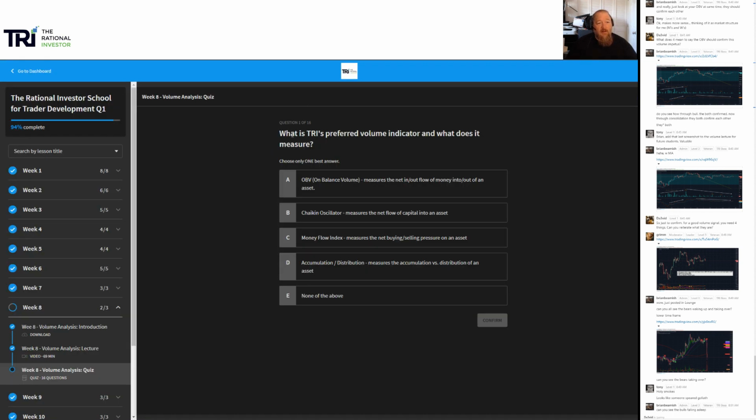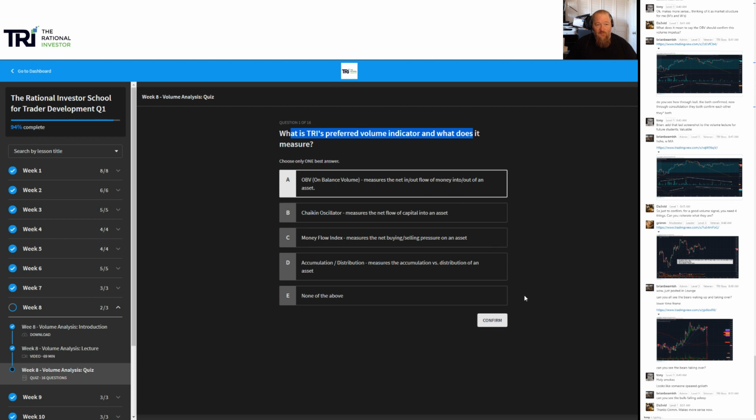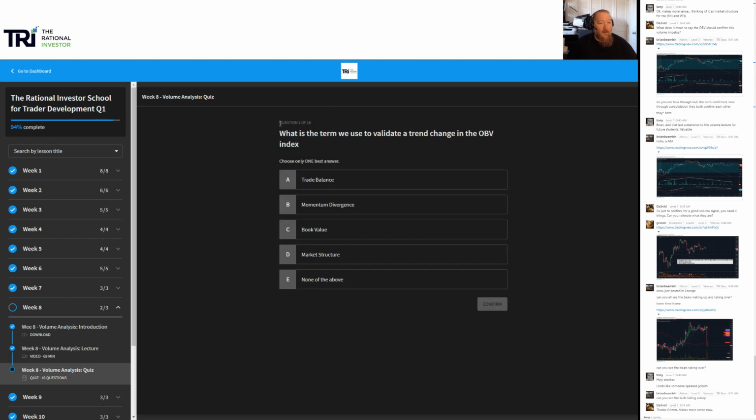All right, what is TRI's preferred volume indicator? What does it measure? It's OBV. It measures the net inflow and outflow of money into or out of an asset. What is the term we use to validate a trend change in the OBV index? We're looking for market structure. And we called it the OBV index there. That is the name for the signal line, the OBV line.